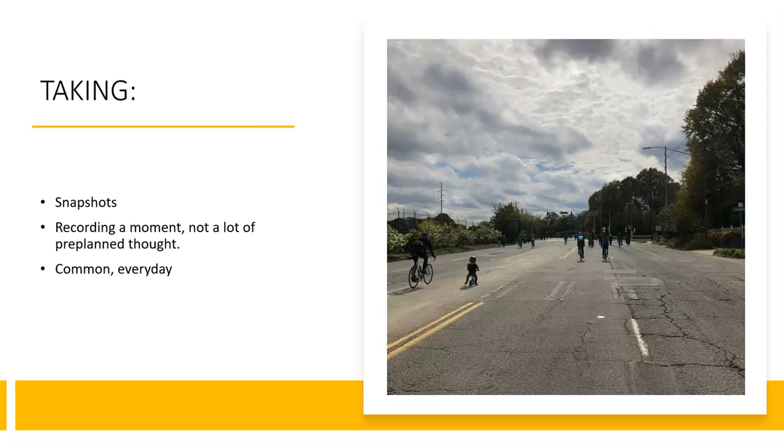And that's what we see here on the screen. It looks like these people are participating maybe in some kind of bike ride or bike race, but when I look at this picture, nothing really stands out to me. Like there are a lot of people, there's some trees, I can see the sky, I can see the road, but there's nothing in this picture that really pops out to me. This is an example of taking a photograph.